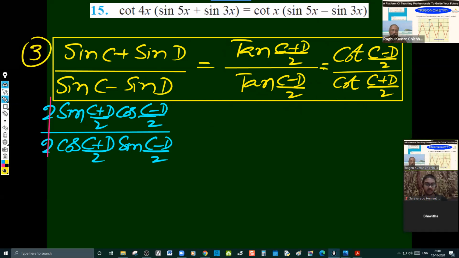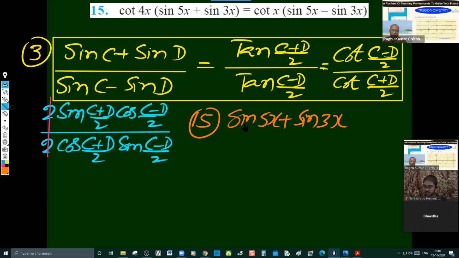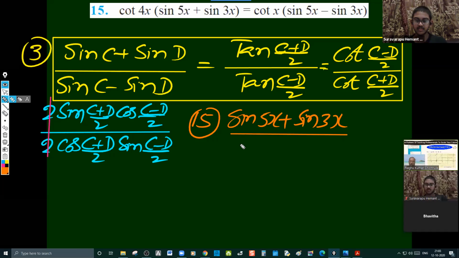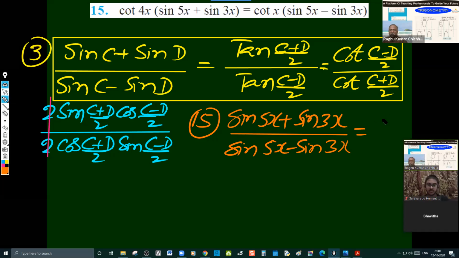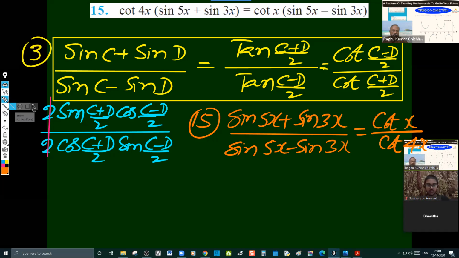Now, let us write that here. Above problem can also be written as sine 5x plus sine 3x whole divided by sine 5x minus sine 3x is equal to cot x divided by cot 4x, correct or not? Yes. I rearranged it. Come on now, apply the standard result, this one, to this.